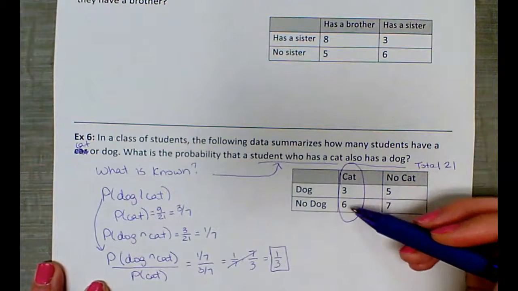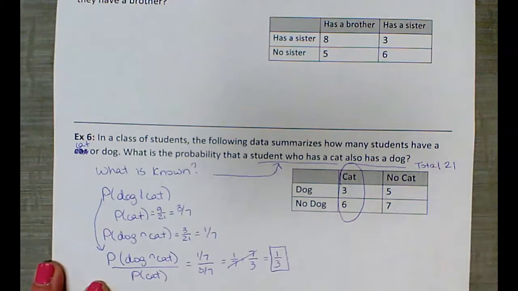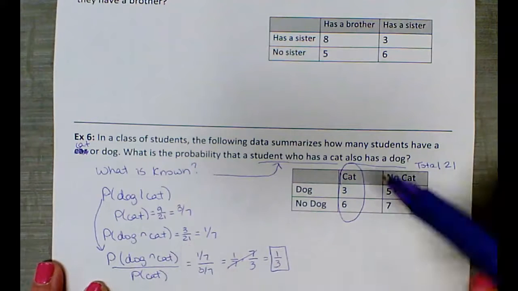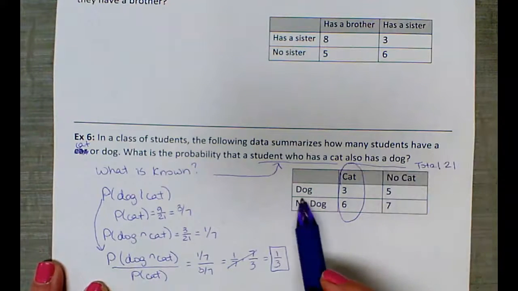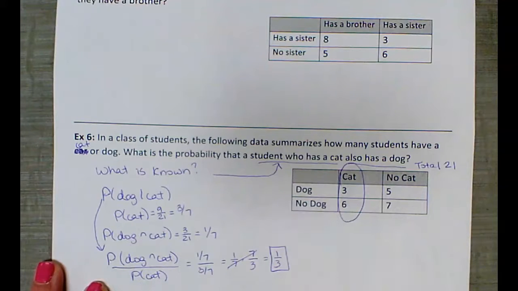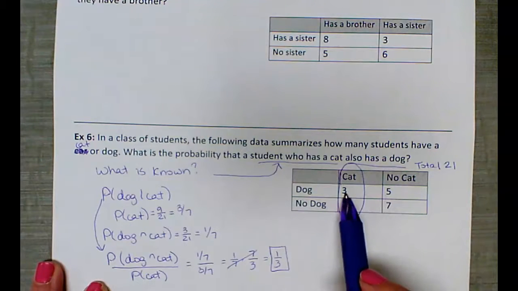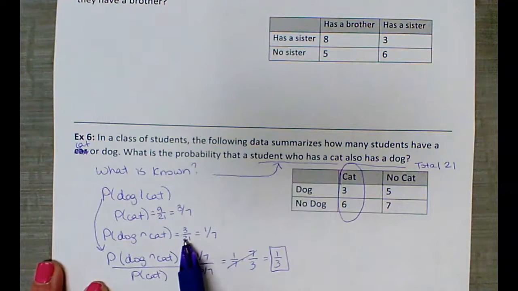That's 9 students out of a total of 21. That simplifies to 3/7. The probability of the intersection of dog and cat. So here's the cats, here's the dogs. The number that's a cat and dog student is 3. So there are 3 students out of 21 that have both. That's 1 out of 7.